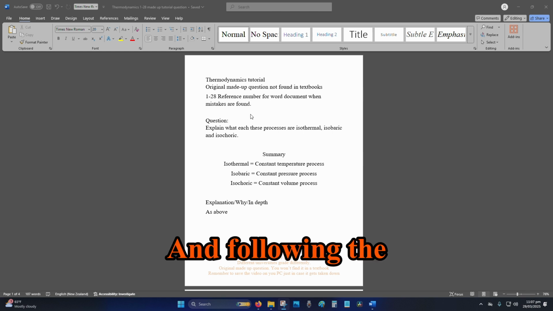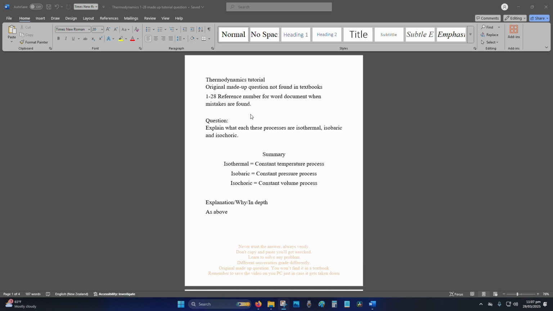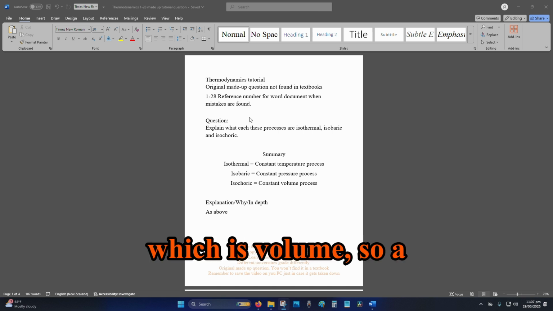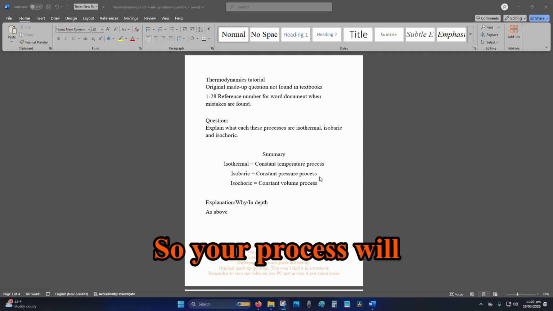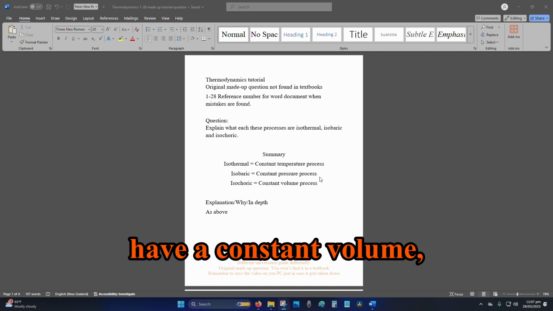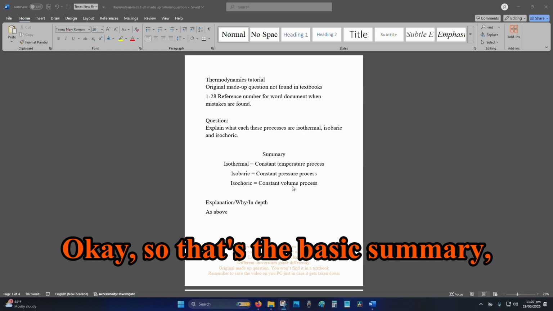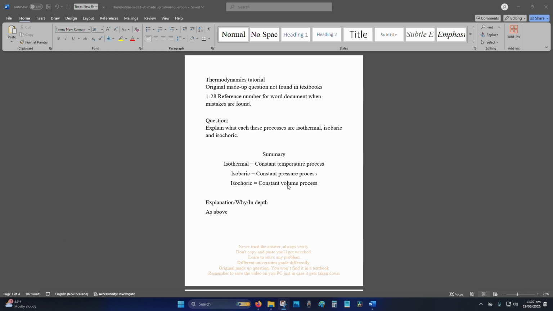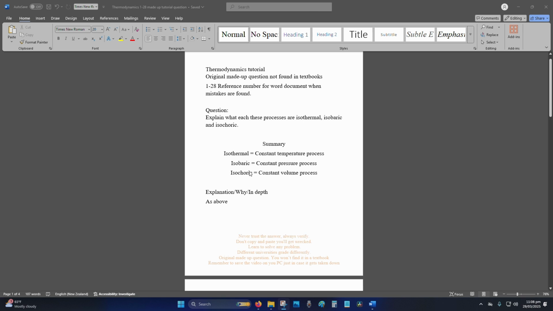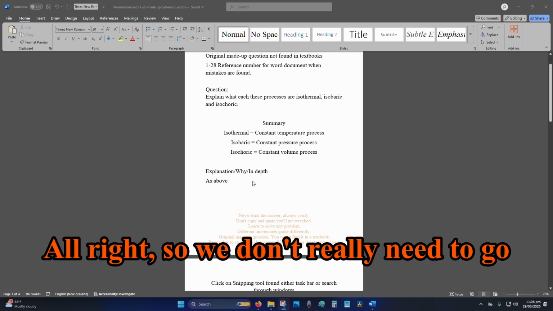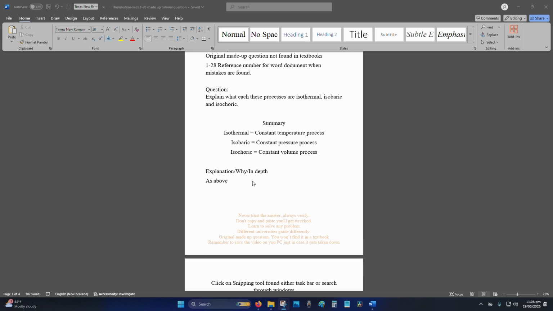And following the pattern, you guessed it, iso being constant. And then you've got choric, which is volume, so a constant volume process. So your process will have a constant volume, which doesn't change. Okay, so that's the basic summary, and that explains the three constant processes. Alright, so we don't really need to go more in depth than that. I think that's pretty clear.